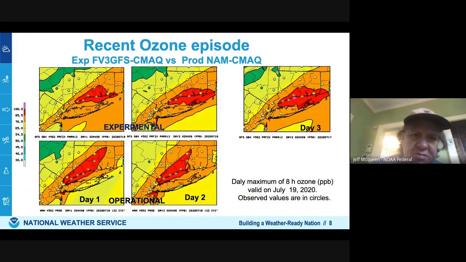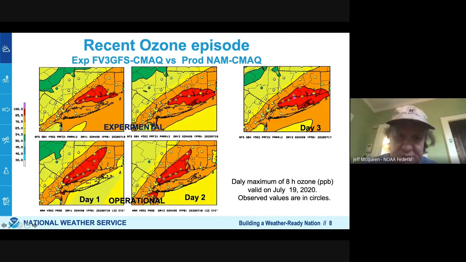So here is the recent ozone episode. Now this is the experimental model on top going to 3 days, showing that actually the day three forecast is very similar to the day one forecast for these kinds of events. They're very stagnant, they're very consistent. And so it can show skill out to 3 days. I know the forecasters are really excited to have that, extending it beyond day two.